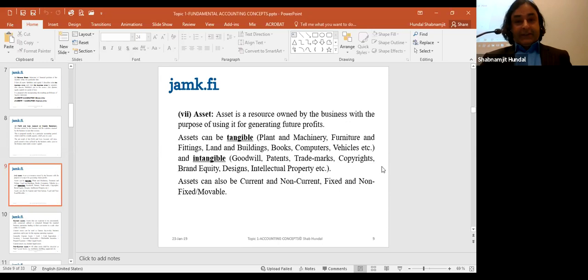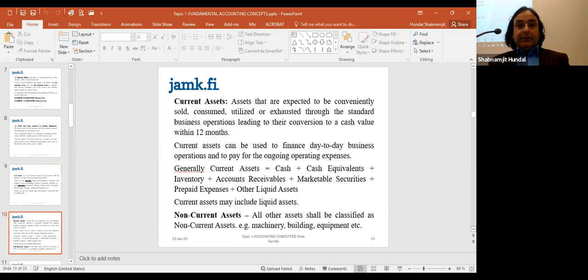So these are the assets: intangible, trademarks, copyrights. Then we go to the next, current assets, which I have discussed with you. Normally the current assets are cash equivalents, inventory, accounts receivable, and prepayments. So we have done basically all these things. But one thing I want to ask you: what is the difference between cash and cash equivalents?